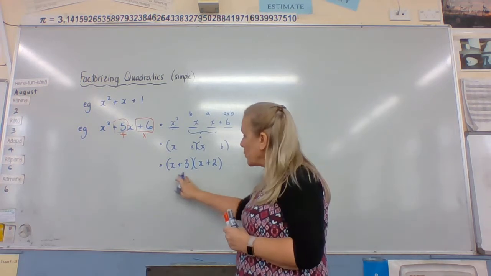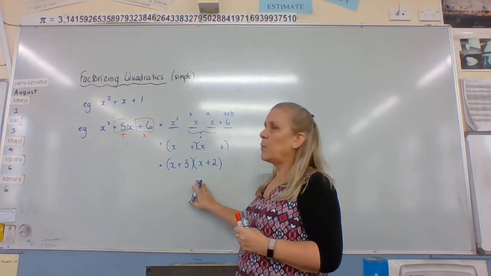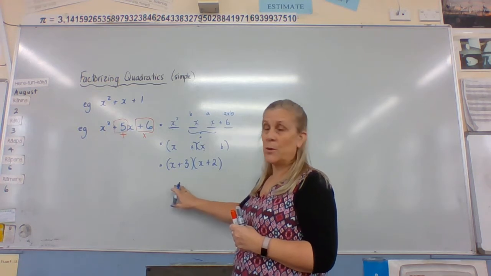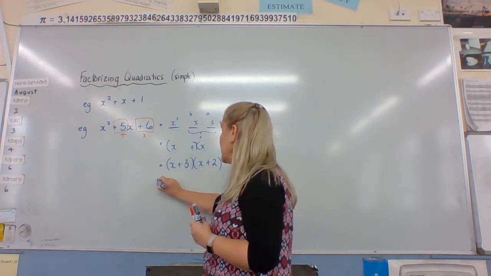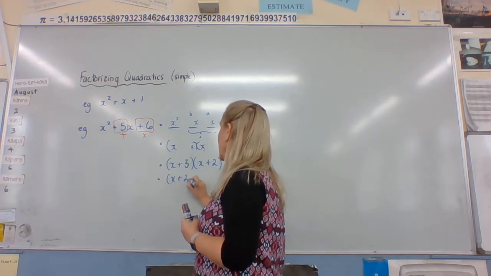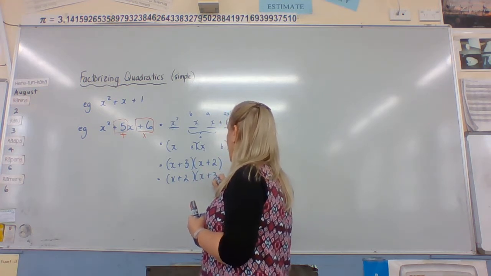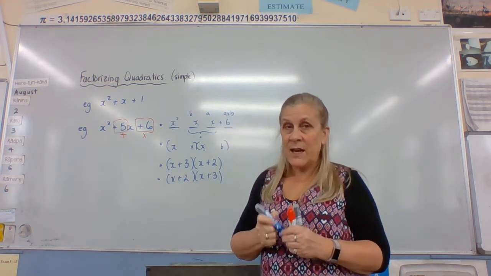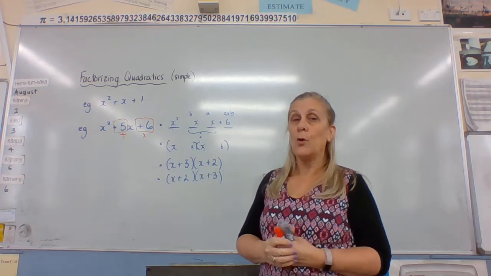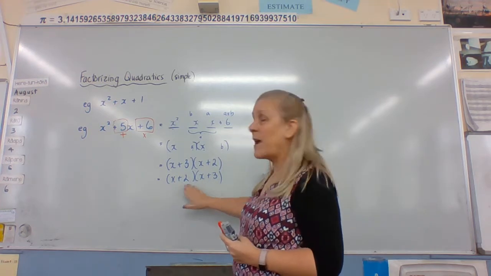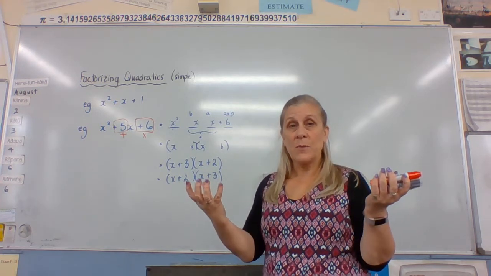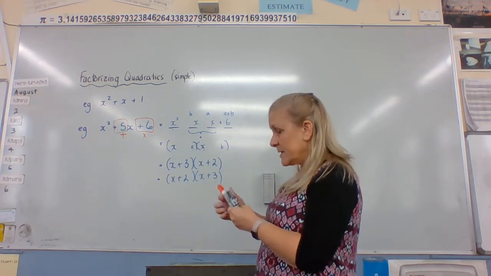Now these are being multiplied together. And when we multiply things, it doesn't matter the order. So I could have written x plus 2 and x plus 3. One's not more right than the other. They're both perfectly okay. Doesn't matter which way round you write these, because they're being multiplied. Okay, so let's have a look at another one.